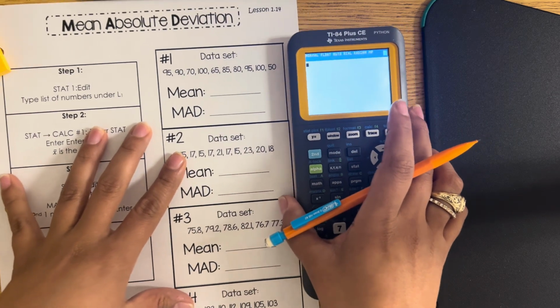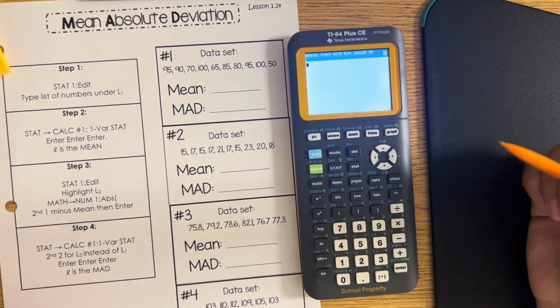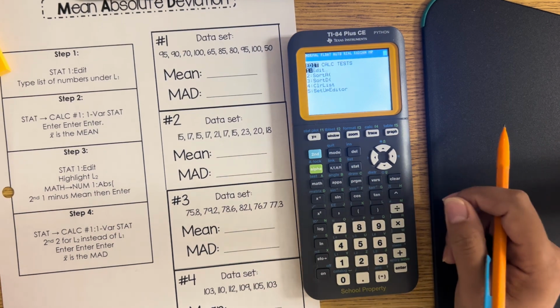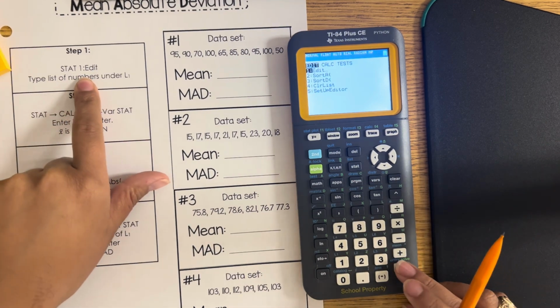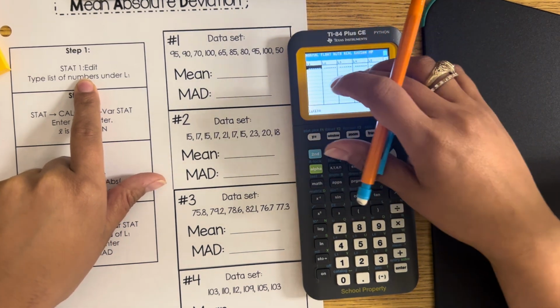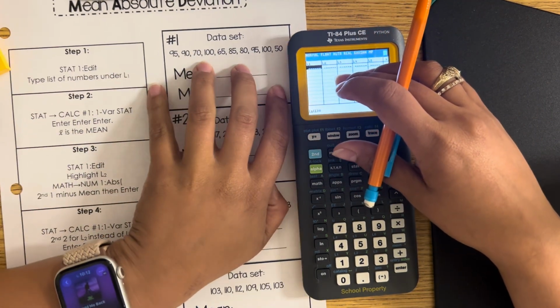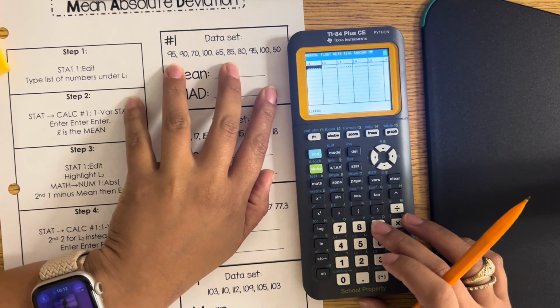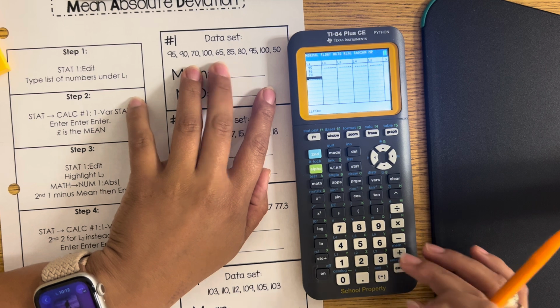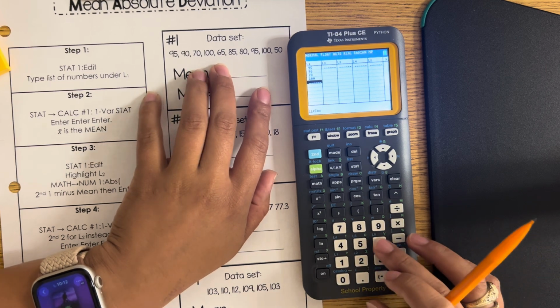So we're introducing a new button, the Stat button. Next to the arrows, you see STAT, so you click that, and we're going to hit Edit for number 1, okay? And you're given a table. Now with this table, we're going to type all of our data set in. So when you type these in, you just hit the number, enter, and so on. So I'm going to take the time to type each of these in.